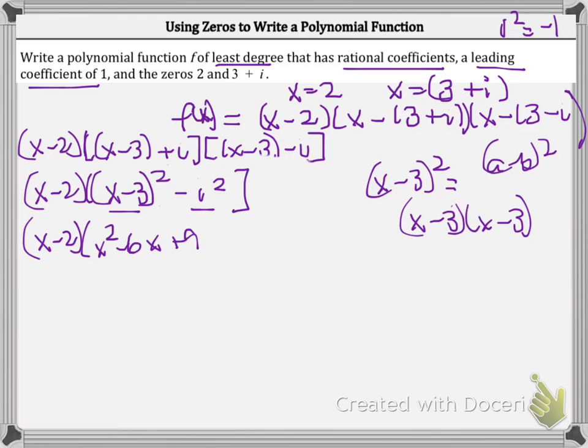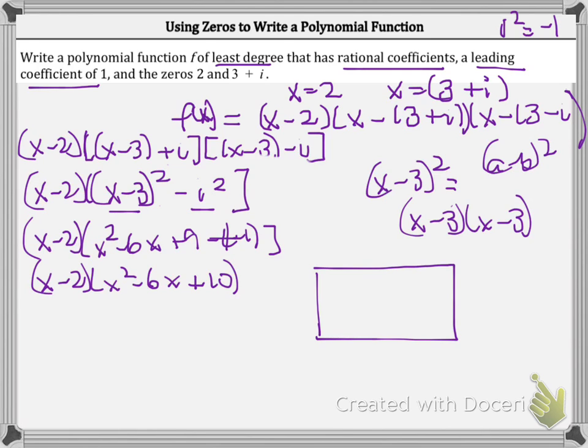And then don't forget to bring down the negative i squared. So that's -1. Simplify further, x minus 2 times x squared minus 6x plus 10. Then we need to multiply it through. So I'll go ahead and do the box method.